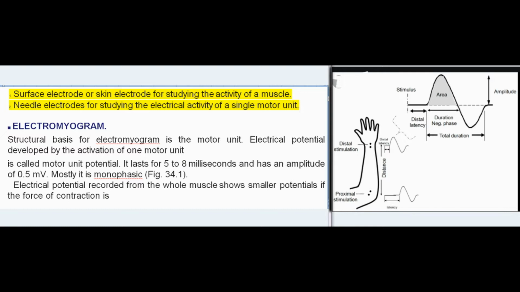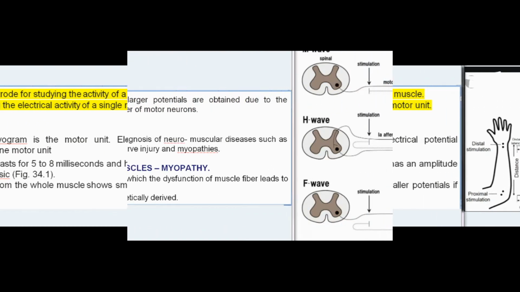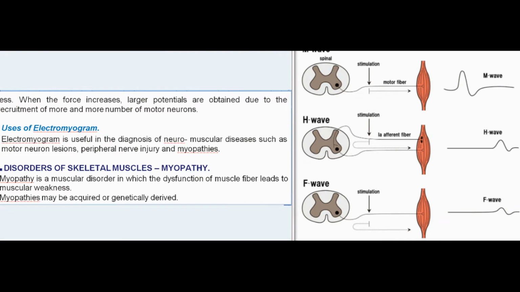Electromyogram. Structural basis for electromyogram is the motor unit. Electrical potential developed by the activation of one motor unit is called motor unit potential. It lasts for 5 to 8 milliseconds and has an amplitude of 0.5 mV. Mostly it is monophasic, Fig 34.1. Electrical potential recorded from the whole muscle shows smaller potentials if the force of contraction is less. When the force increases, larger potentials are obtained due to the recruitment of more and more number of motor neurons.